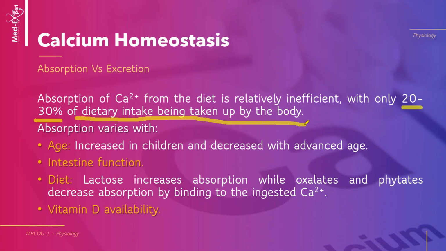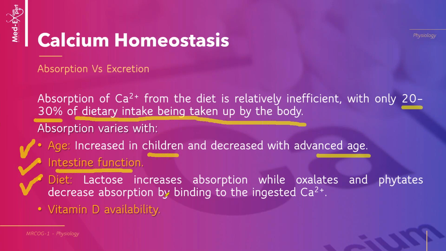And actually, the absorption differs according to different situations. For example, according to age, it's increased in children and decreased with advanced age. Also according to intestinal function. If there is malfunction of the intestine due to a malabsorption disorder or any GIT problem, of course, the absorption will be decreased. Also according to the diet.